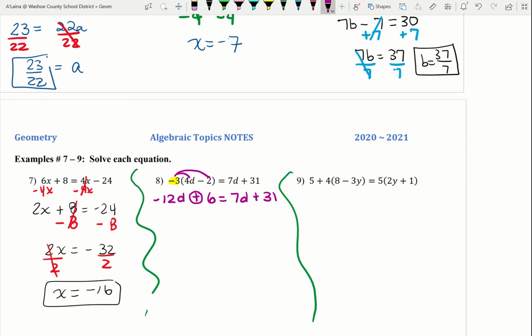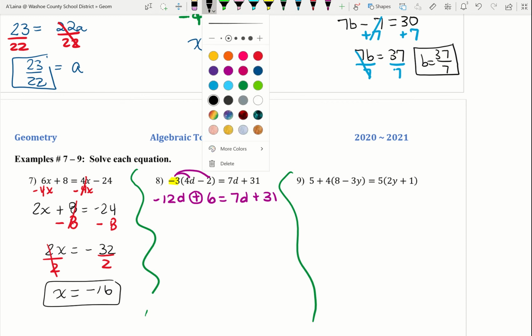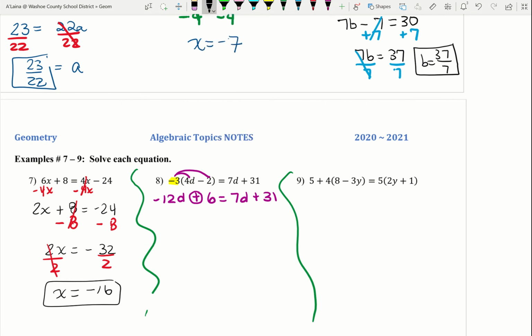All right, next step would be to combine any like terms that are on the same side. I don't have that. And so I'll go to step 3, which is to deal with the variables that are on 2 different sides, on both sides. And what I've got on this particular problem is the negative 12d and the 7d. And I'm going to eliminate the smaller set, and a negative is always smaller than a positive.